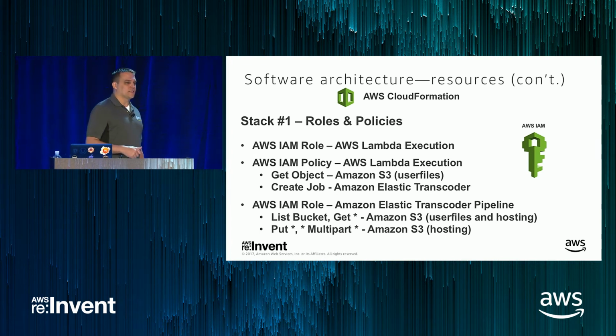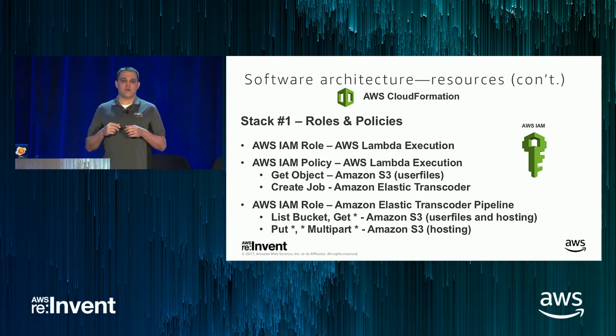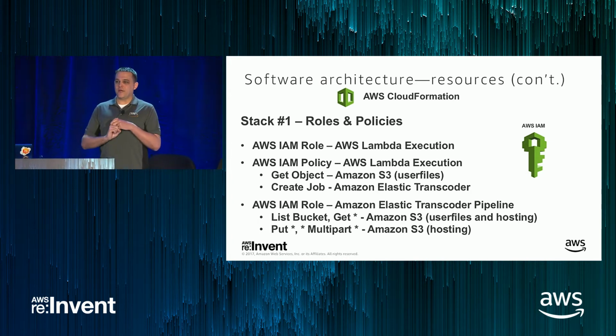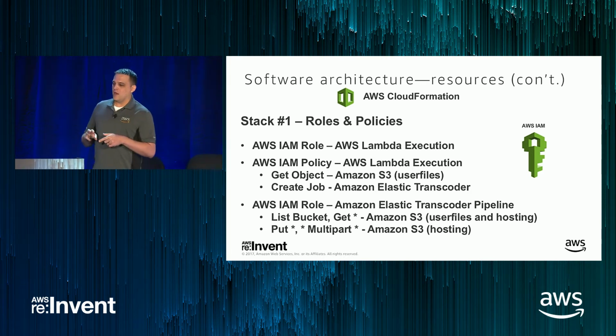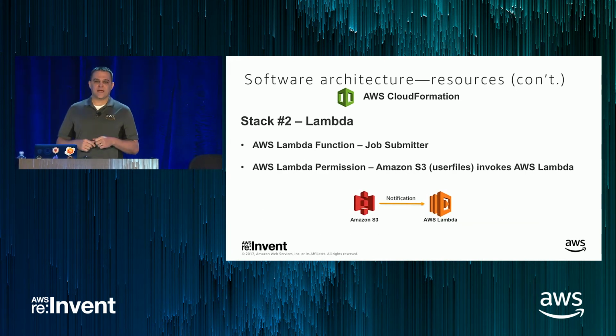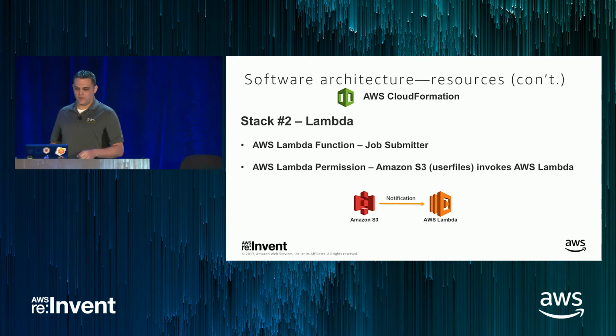The 2 CloudFormation stacks that it's deploying, the first one is about roles and policies. So it's got 2 roles here. One is the Lambda execution role. This is the role that Lambda assumes when it's running. And it has the ability to read from my user files S3 bucket, and write to Elastic Transcoder. I have another role, which is the role that Elastic Transcoder uses to read from my source S3 bucket and write to my hosting bucket. And the second CloudFormation stack actually deploys my Lambda. So it's got my Lambda build artifacts in an S3 bucket, and it also has the permission to invoke Lambda.